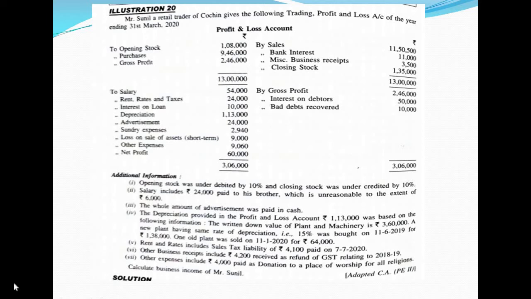Hello everyone. In this video, let us see how to calculate the business income of Mr. Sunil. They have given the trading and profit and loss account and various adjustments. We know that to compute business income, first of all, you have to take the net profit. So the net profit is rupees 60,000.